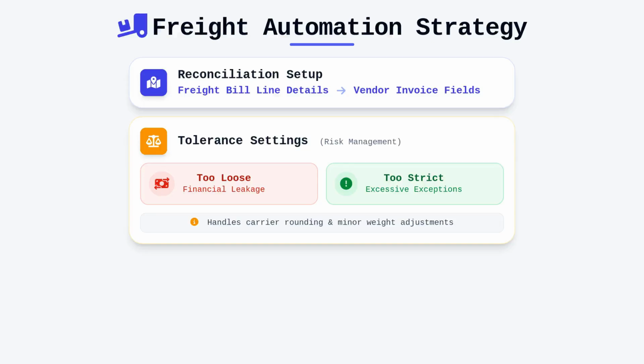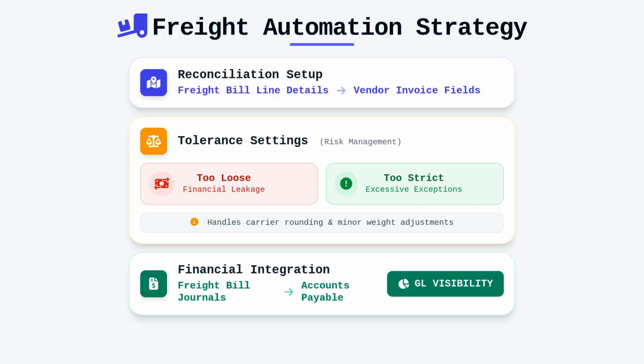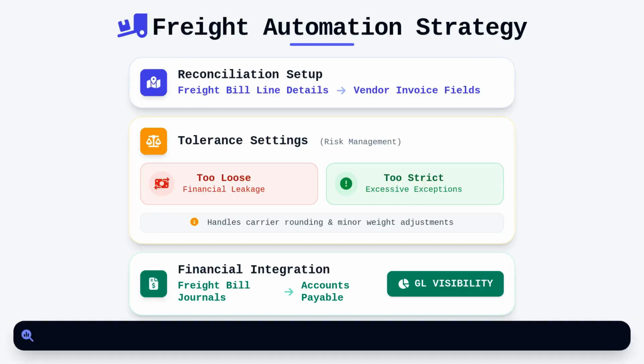Once the matching rules and tolerances are established, the system creates the freight bill journals, which are then used to process the actual vendor invoices and accounts payable. This integration ensures that the financial data remains consistent across your general ledger, providing visibility into your exact transportation costs per load, shipment, or individual order.